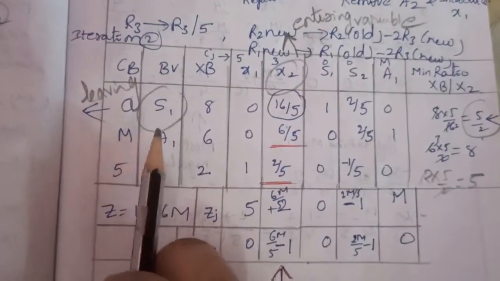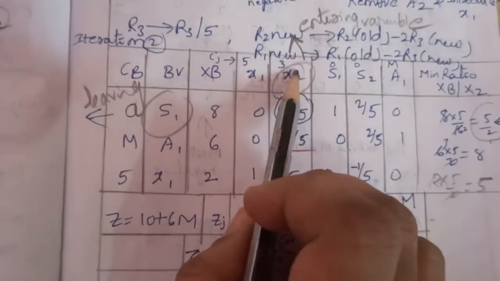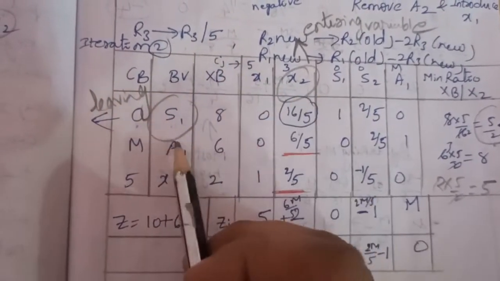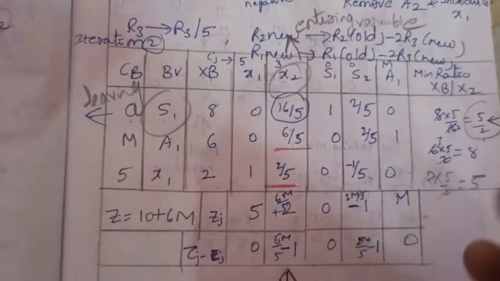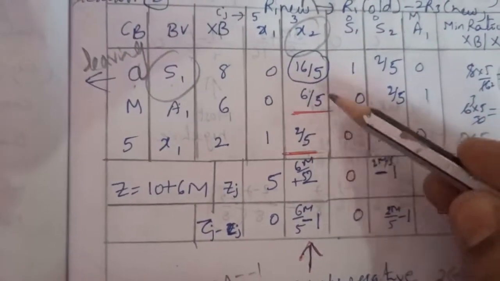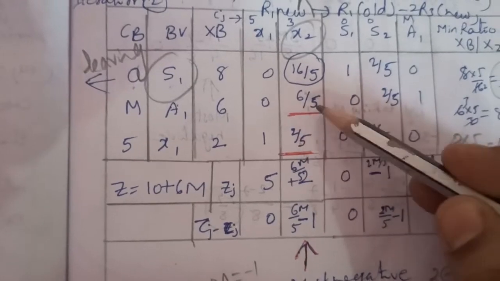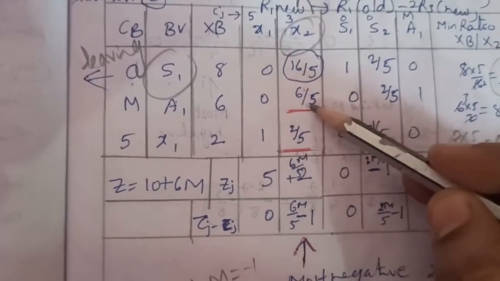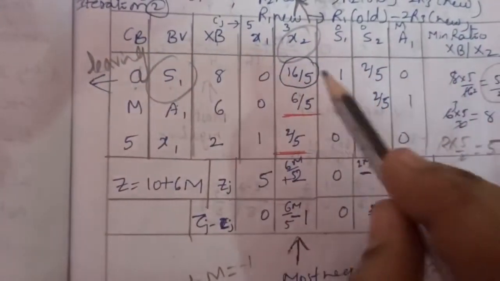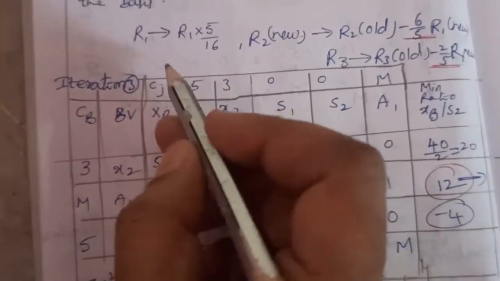So here we have to change S1's place. In the place of S1 we have to take x2. So 3x2. Next go through with the next iteration, and these are the two coefficient values to change, R2 and R3. And here we have to divide this entire row by 16 by 5. This is the important thing you have to understand for iterations.